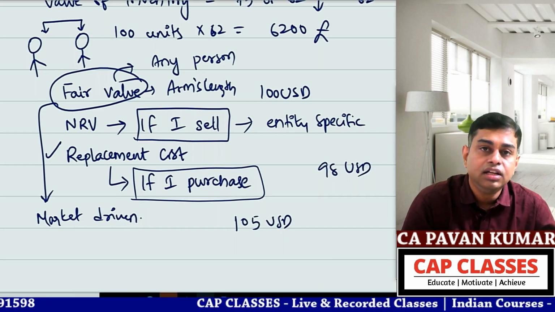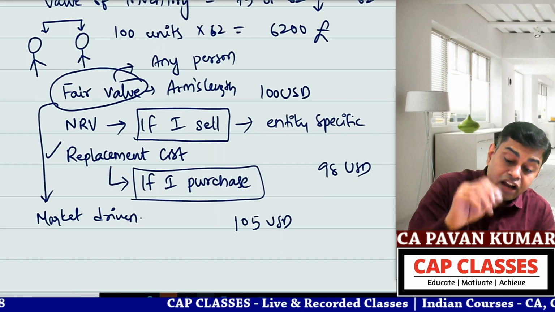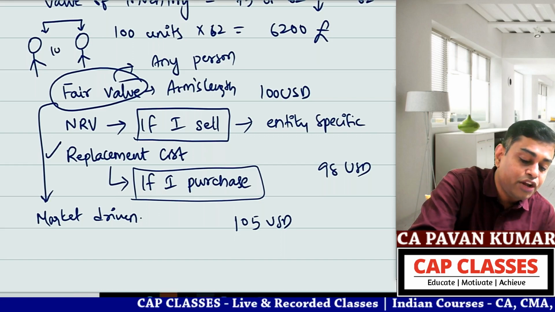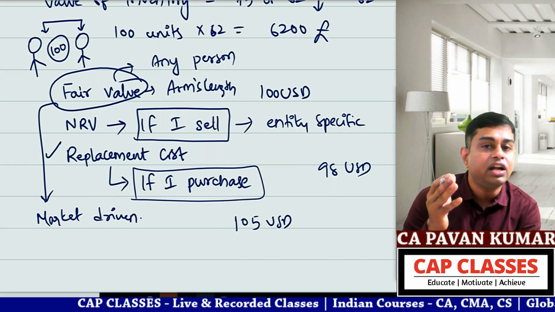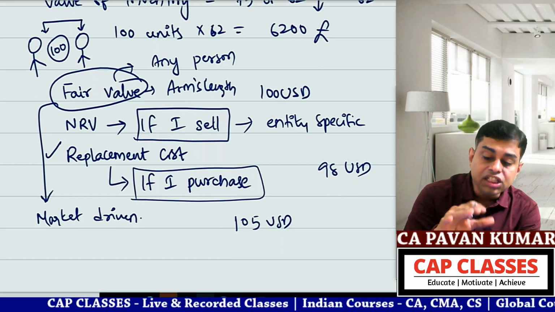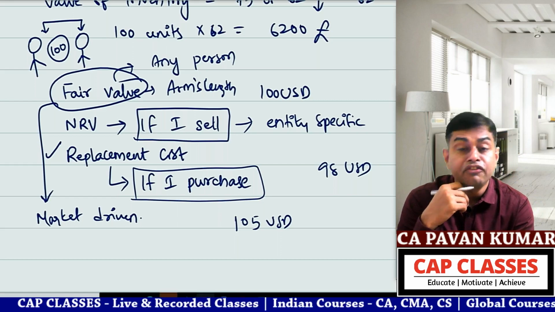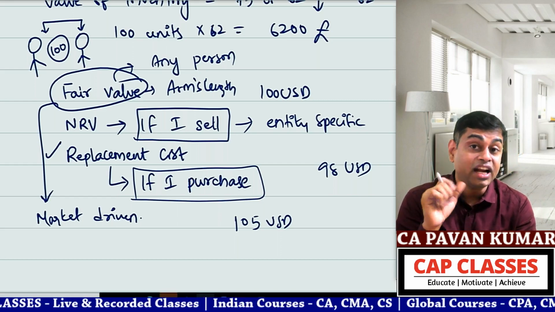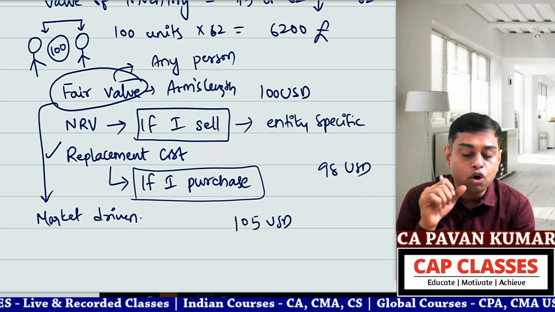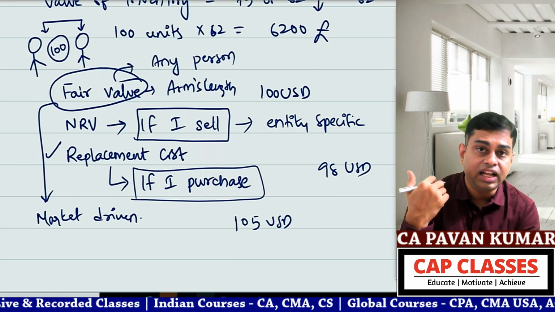But the fair value for any person will be 100 US dollars only. Net realizable value changes from entity to entity. Fair value wouldn't change from entity to entity. Fair value changes from market to market. We'll discuss more in accounting standard 13.